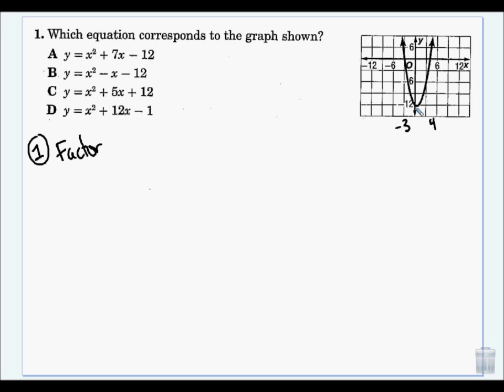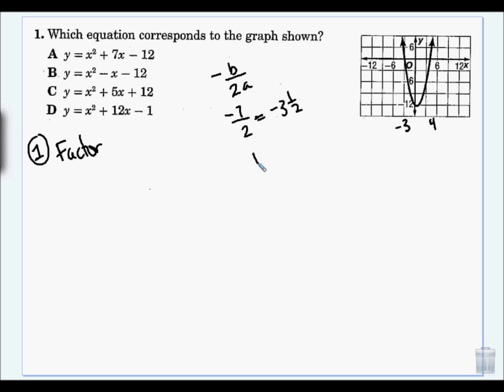Our vertex looks to be, yeah, -12, but like maybe 1. So let's check -b/2a and see if we can get our vertex. So we'd have -7/2, which is -3.5.